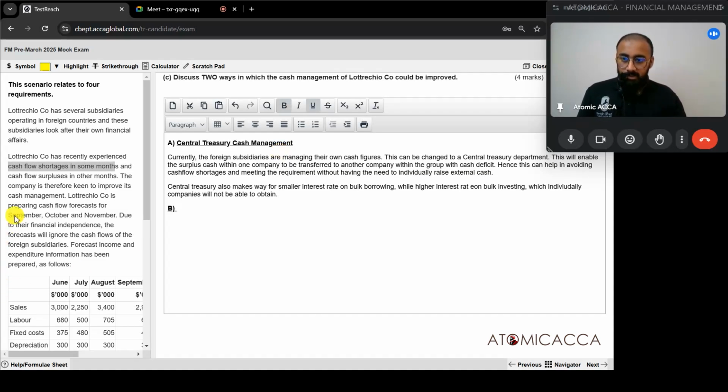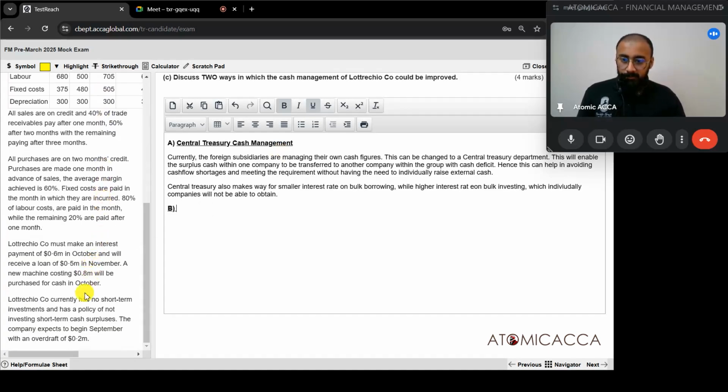Second point we can say is, at last it was mentioned somewhere, company has no short term investment and has a policy of not investing the short term cash surplus. So they're just being conservative, they're just keeping the money over there. So you can just give the flip point. You can say that company can consider investing in short term investments during times where surplus money is there. So they're going to invest in certain products that are for short term, like there are short term treasury bills. So you can just give one example of that.